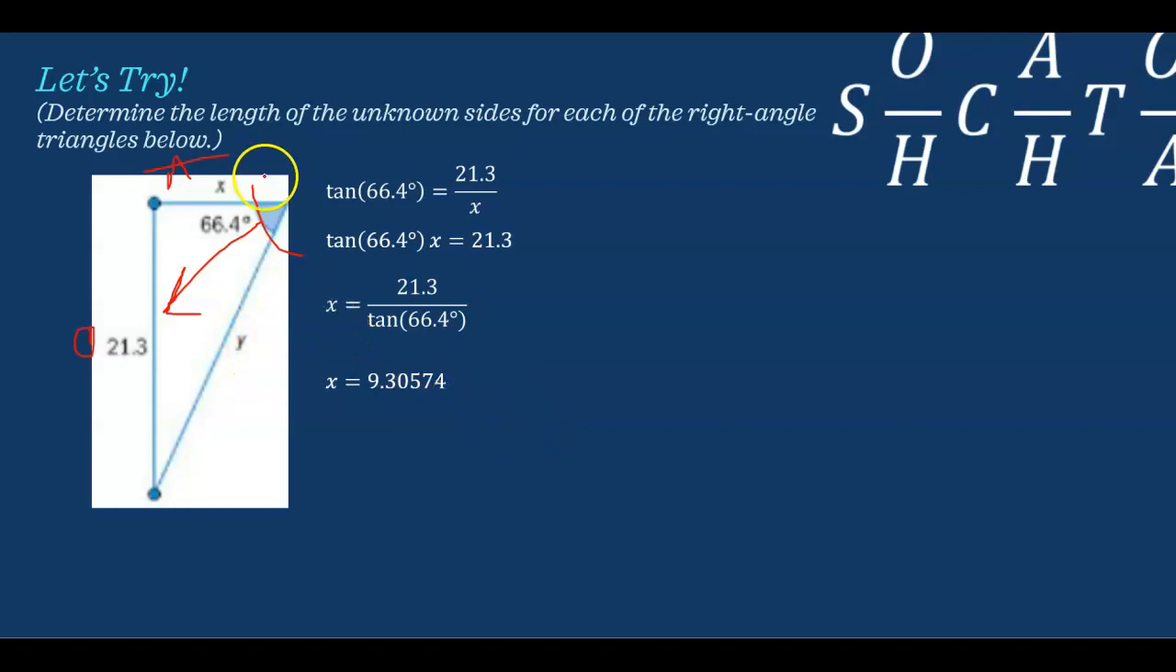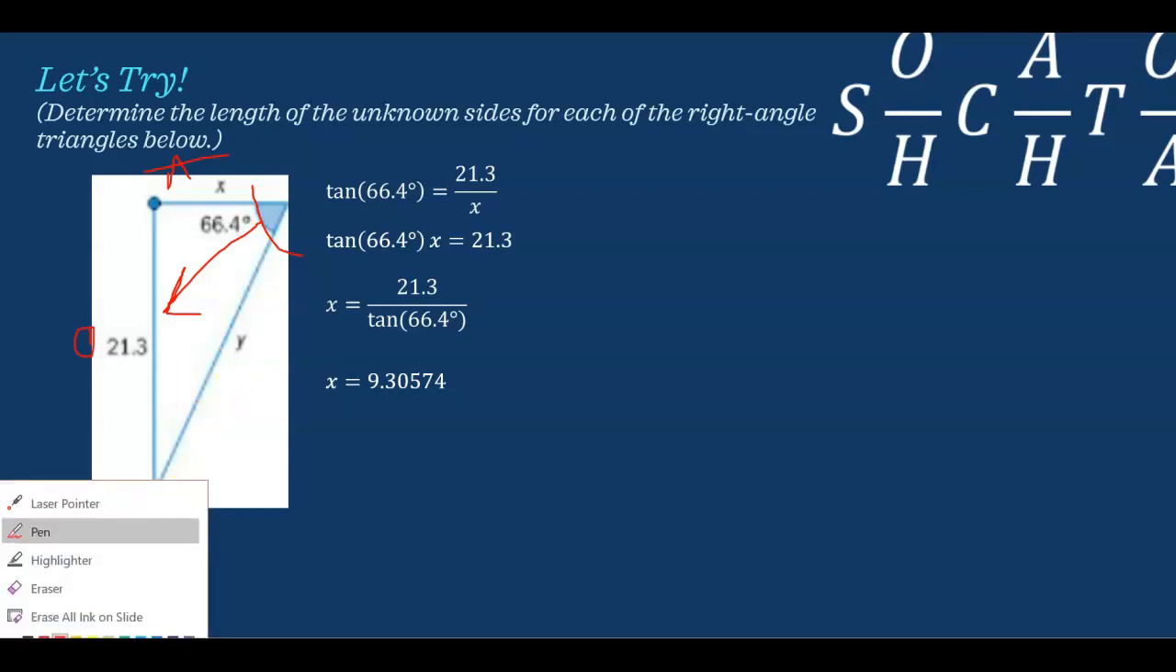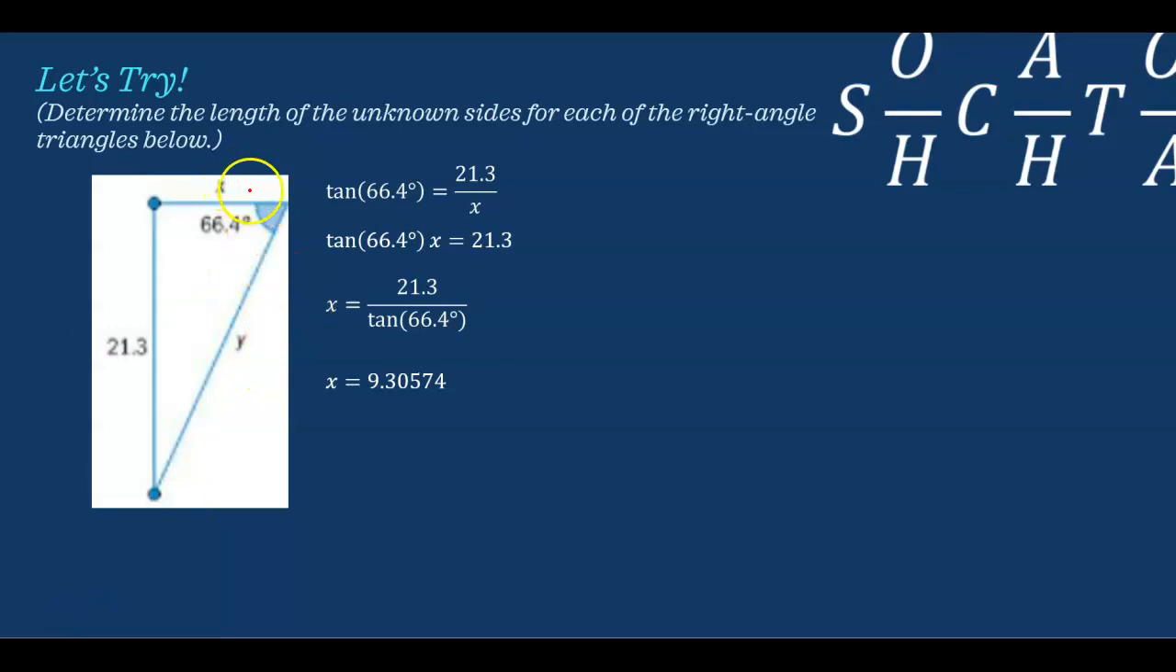Once again, technically, now that you have two sides, you can use the Pythagorean theorem to find your third side, but just for more practice, we'll keep using trig ratios. So I'm still using 66.4. I still have an opposite, which is 21.3, but this time I want to solve for y. This time, y is the hypotenuse because once again, it is my longest side. It is the side that is opposite to the right angle. So opposite over hypotenuse is sine. So I'm going to write my sine trig ratio, opposite, which is 21.3, over my hypotenuse, which is y.